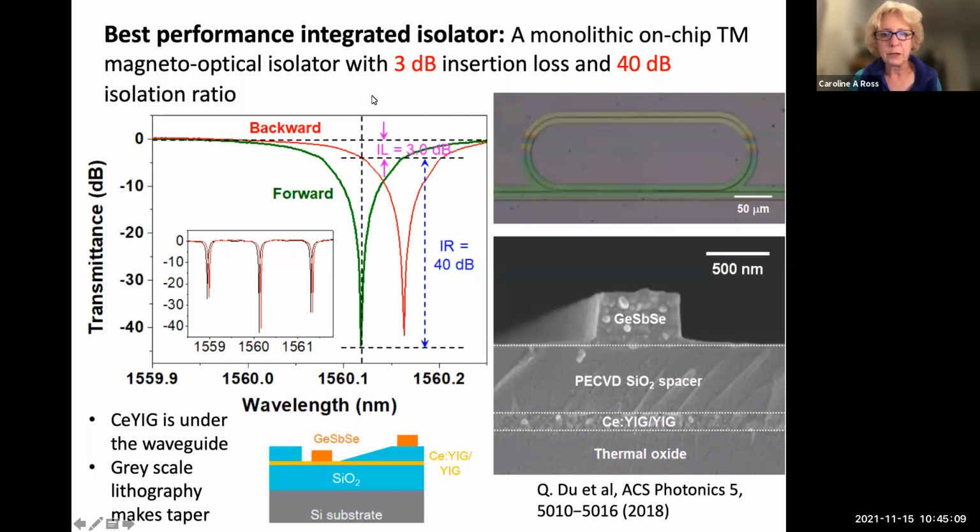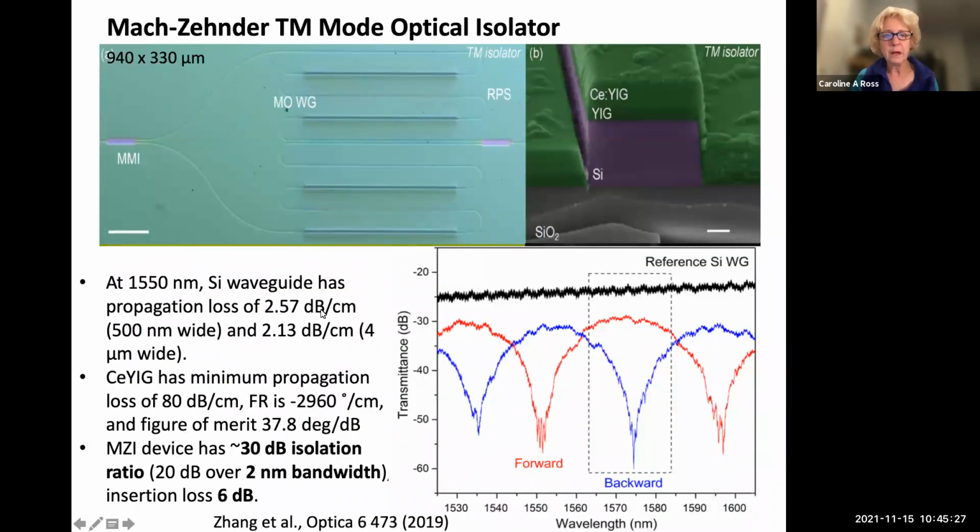So we can design some devices, and this is the best one ever that we've made. This particular ring resonator has a loss of only 3 dB and a 40 dB isolation ratio. But as you can see, it has a very narrow bandwidth. So it only works well at a very specific wavelength. So to improve that, we can use the Mach-Zehnder. It has slightly less favorable performance in terms of isolation ratio. This one has about 30 dB isolation ratio, but it has a much wider bandwidth, so you can use it for a range of different wavelengths.